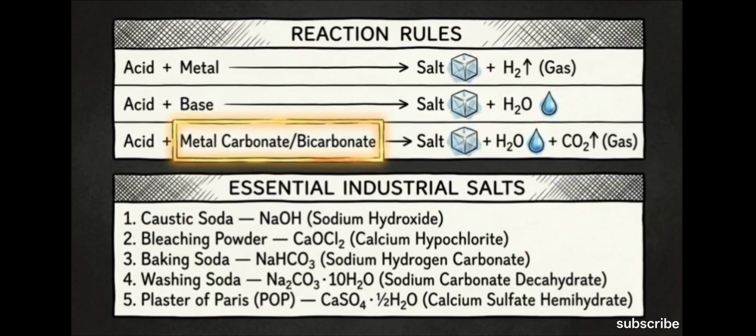Here is a complete cheat sheet for the chapter. Take a screenshot now. The first row contains the core reaction rules, while the second outlines the 5 essential formulas. By identifying the reactant type, you can accurately predict any product on your exam.